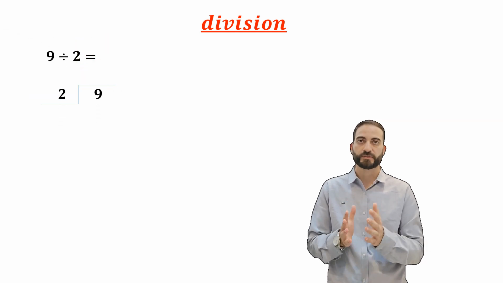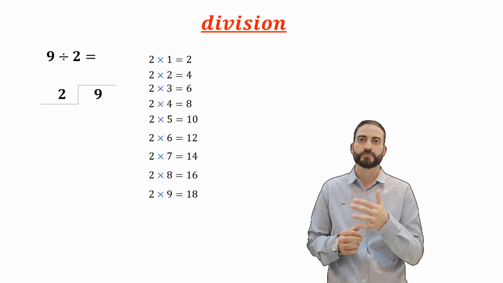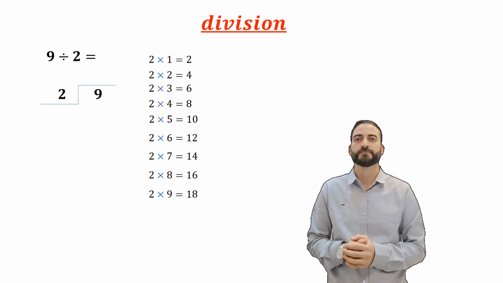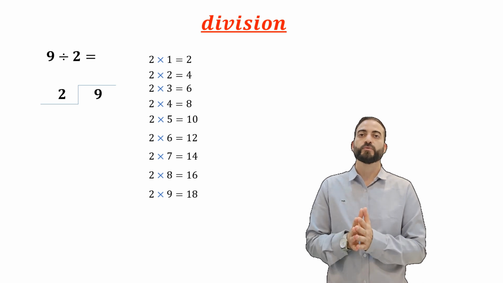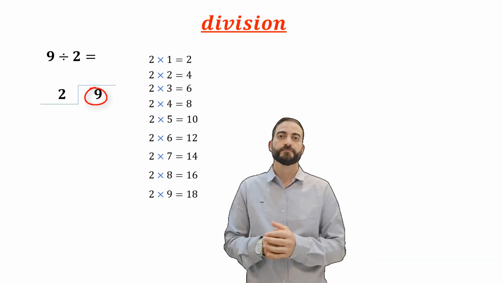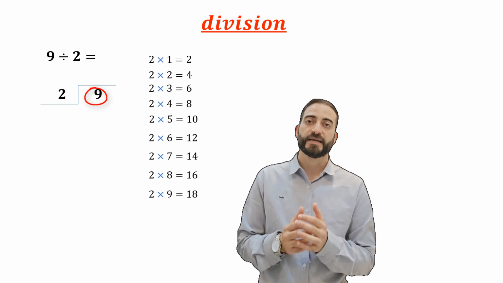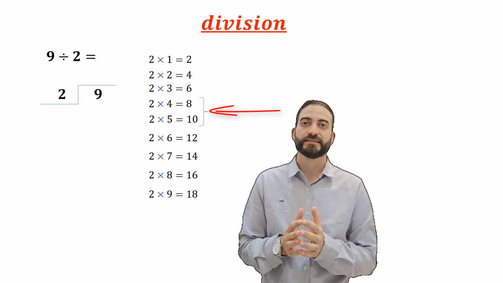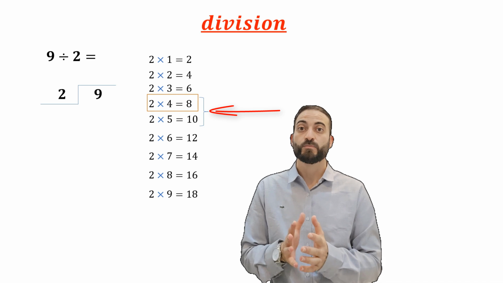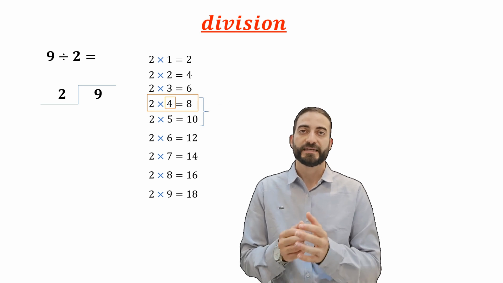Now the first step is to look at the divisor and write its multiplication table, which is like this. The second step is to look for the dividend, which is 9. As we see that the 9 is here between 8 and 10, so we must take the smaller one, which is 8.